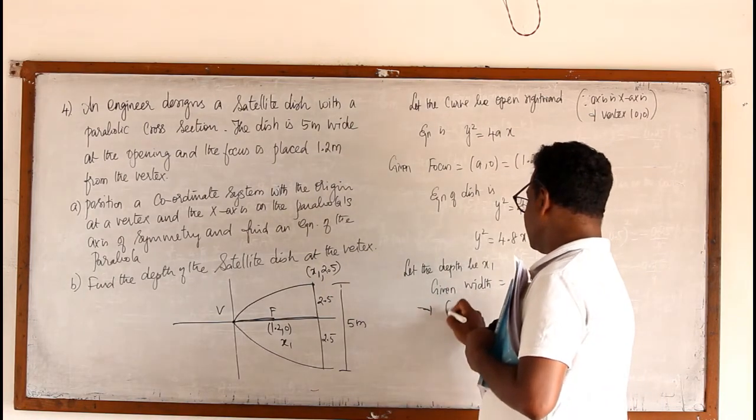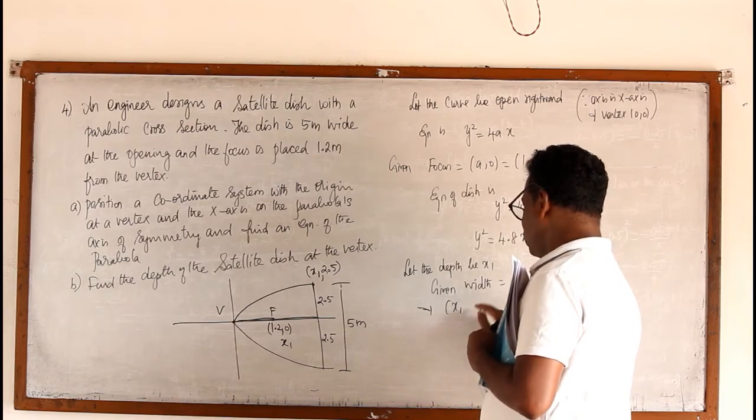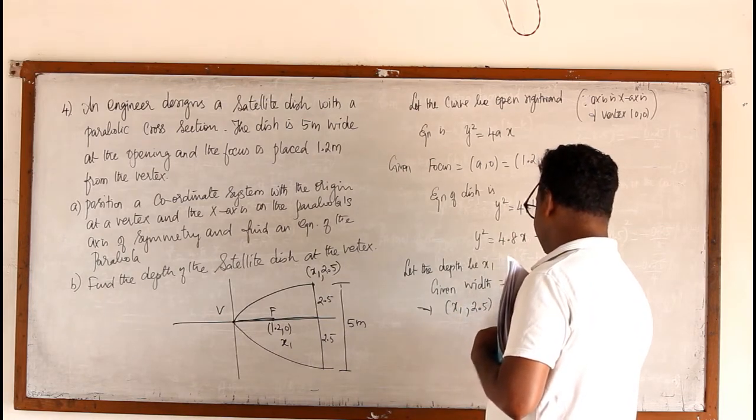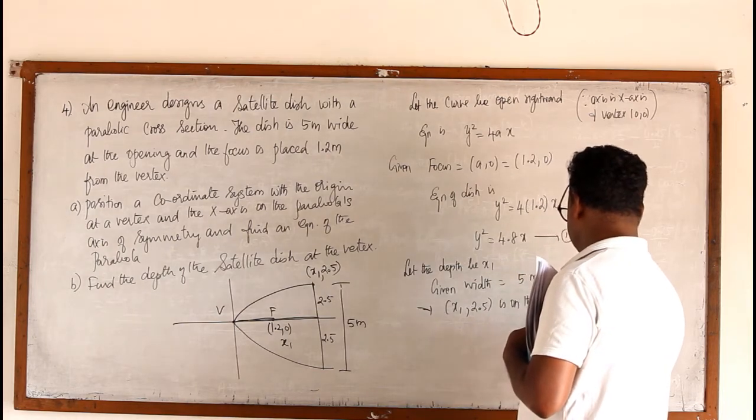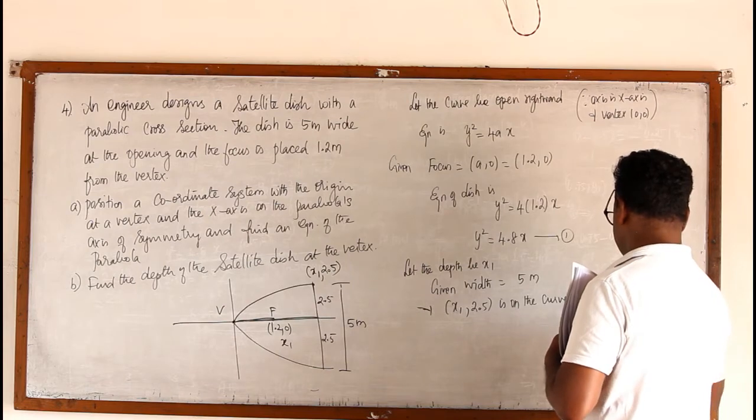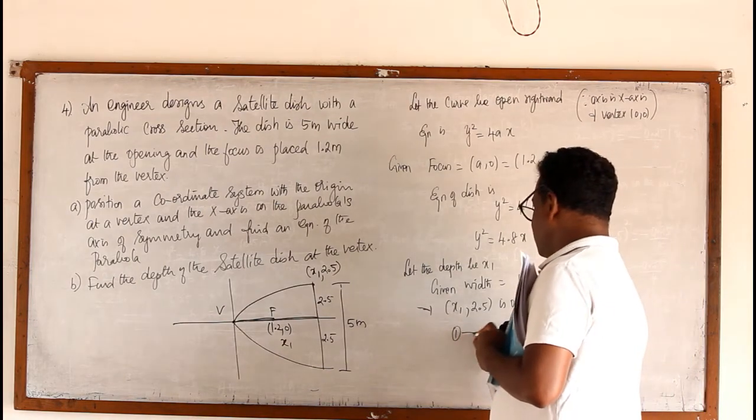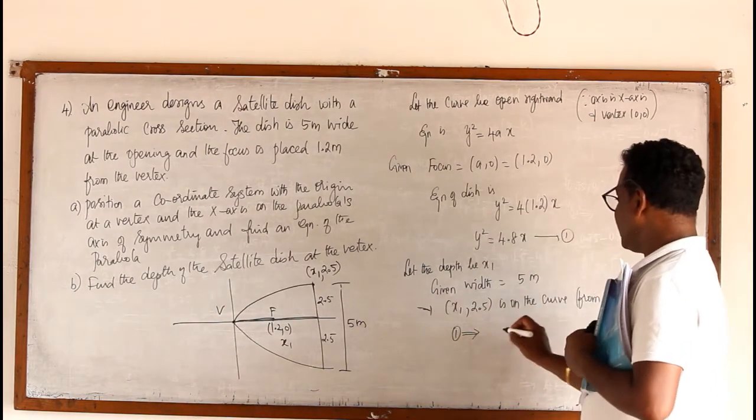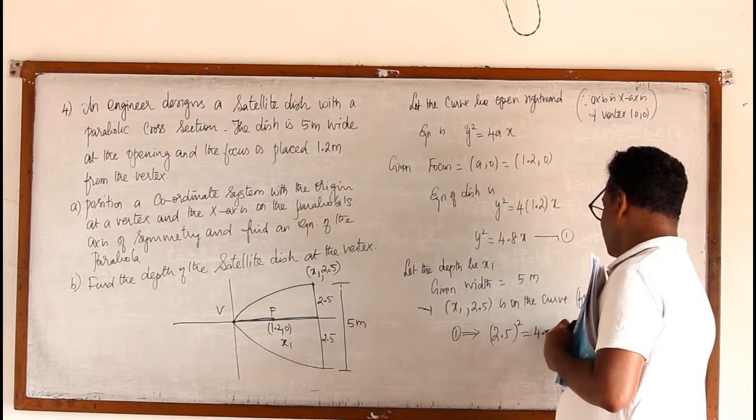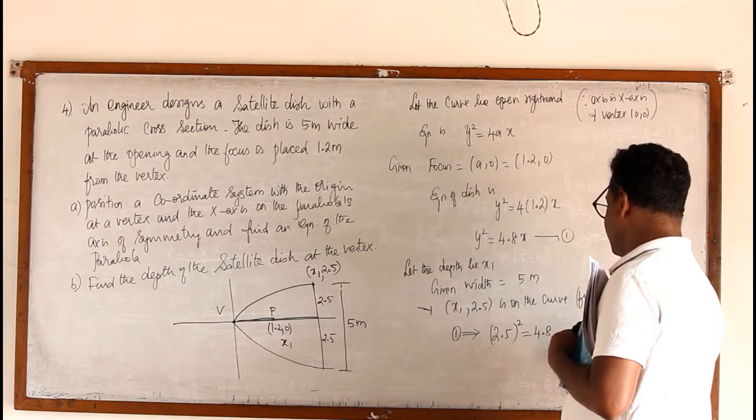Therefore this implies (x1, 2.5) is on the curve from the diagram. Therefore, from equation 1, I can say 2.5 the whole square equals 4.8 into x.